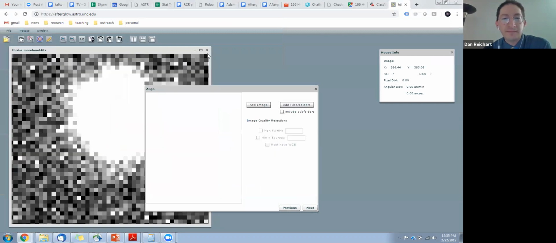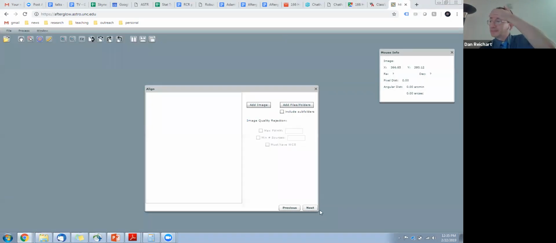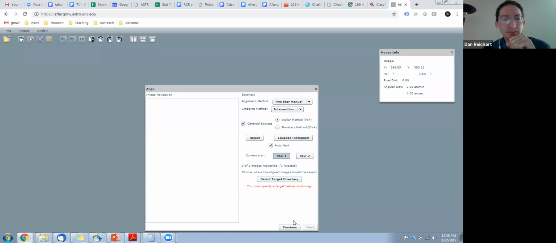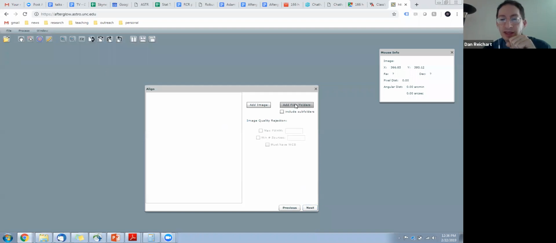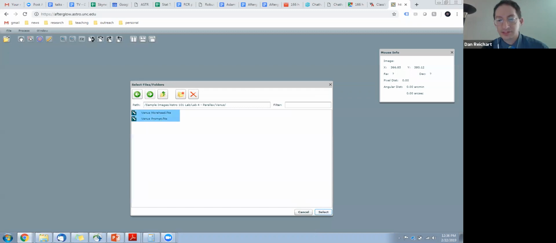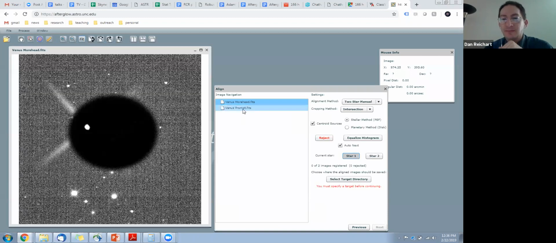So again, we're going to align. Let's get rid of that there. Add files. Sample images, lab 4, Venus. Here they are, just select them both. And this is again 2-star alignment. I missed a step here. Let me try that again. Process, align, add files, select, next. Okay, there they are, fit. And yeah, 2-star alignment because it's taken from Moorhead and prompt.